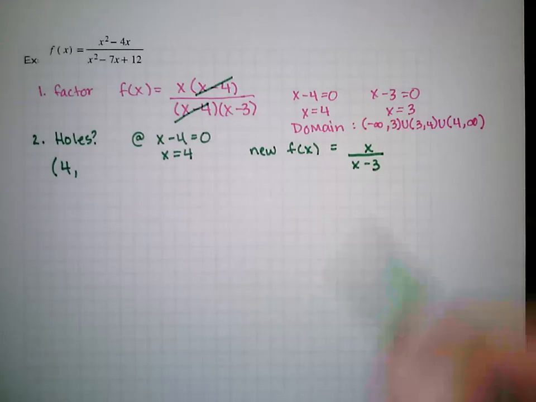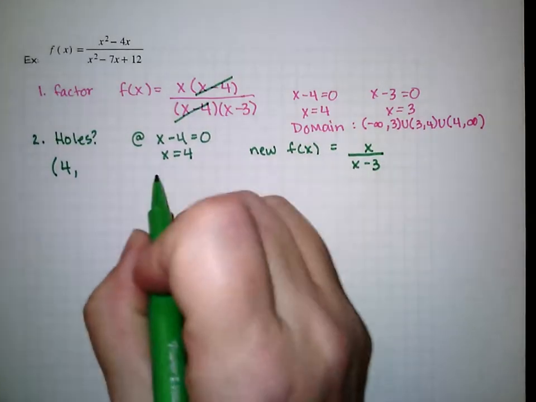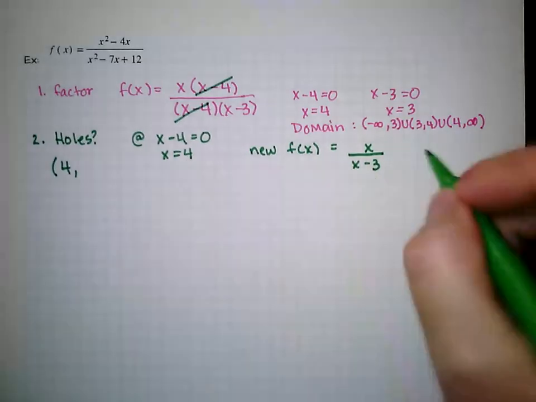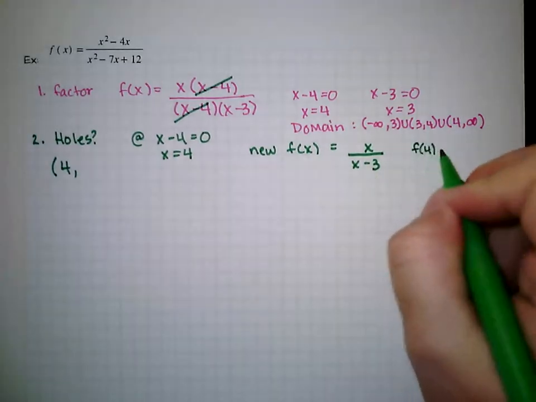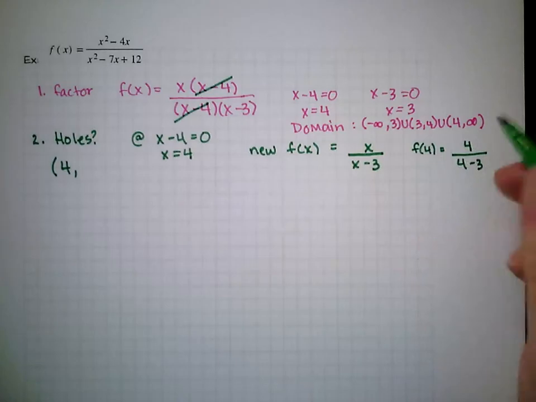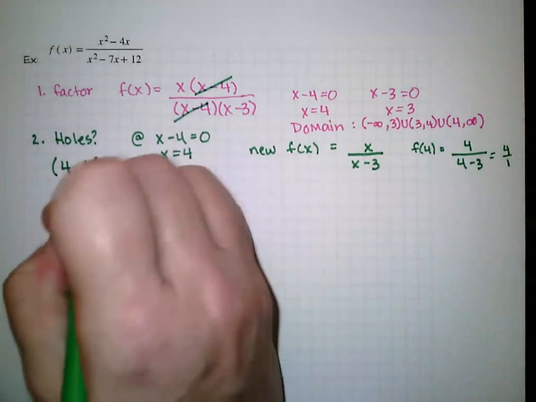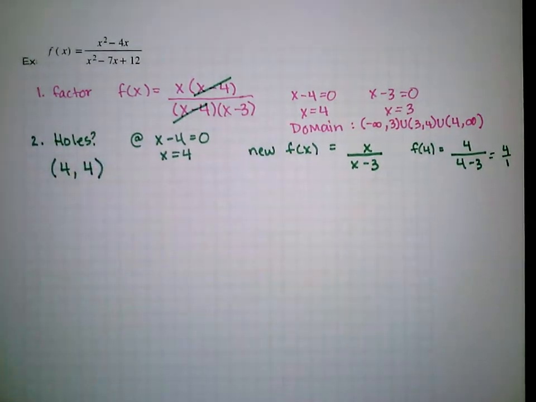And we're going to use this function to find the ordered pair of the hole by plugging 4 in for the x value. So f of 4 would equal 4 over 4 minus 3, which is 4 over 1. So our hole in this graph is at (4, 4). That's just coincidental. That's not always going to happen that it's the same x and y value.